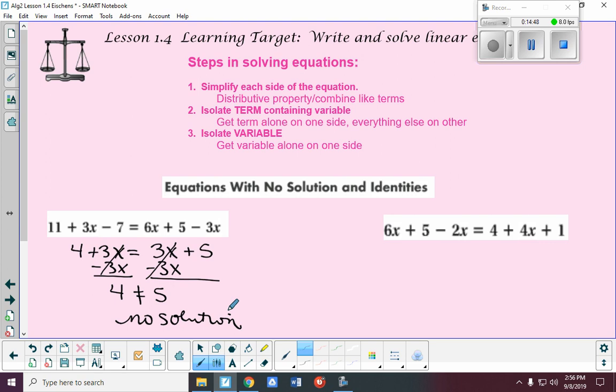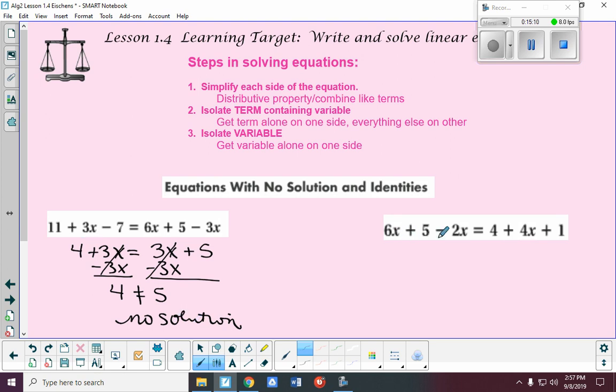And if you think about that, going back to this point right up here, you have 3x and 3x on both sides, so this will be equal. Well, if these values are equal, and one side is 4 and the other side is 5, you're not going to have an equality. So there's no solution when you have a problem like that.